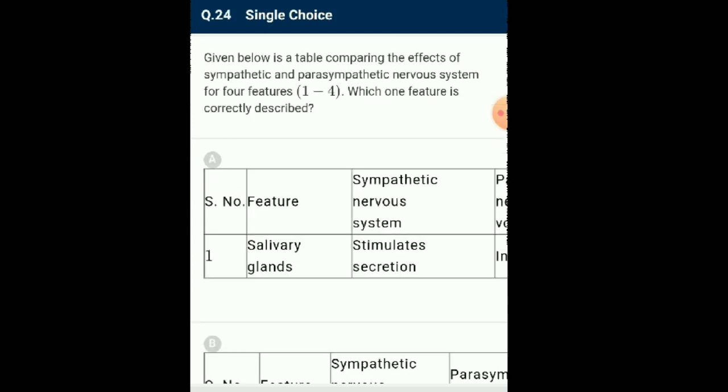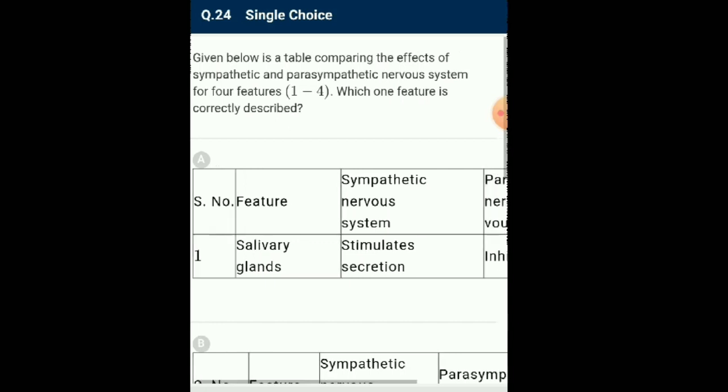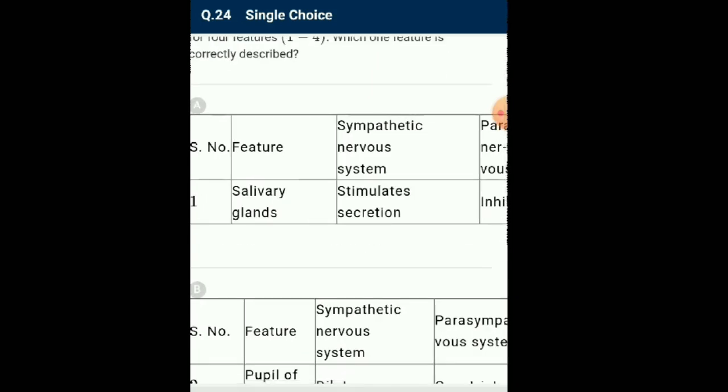Question number 24. Given below is a table comparing the effects of sympathetic and parasympathetic nervous system for four features. Which one of the features is correctly described? The autonomic nervous system is a system which controls the internal environment or working of visceral organs. It gives response to internal receptors and is involuntary. It contains only motor nerve fibers. It is made up of two components.